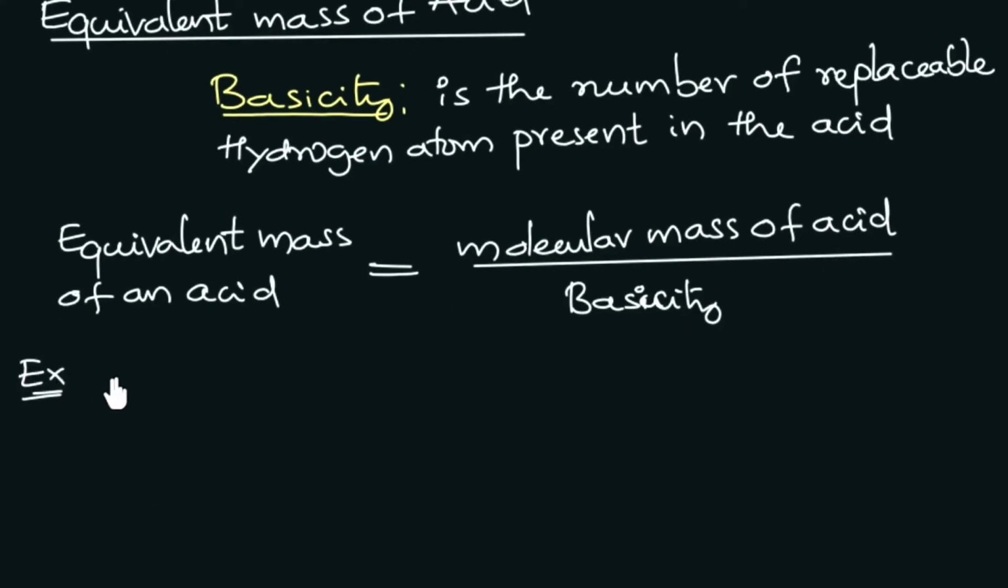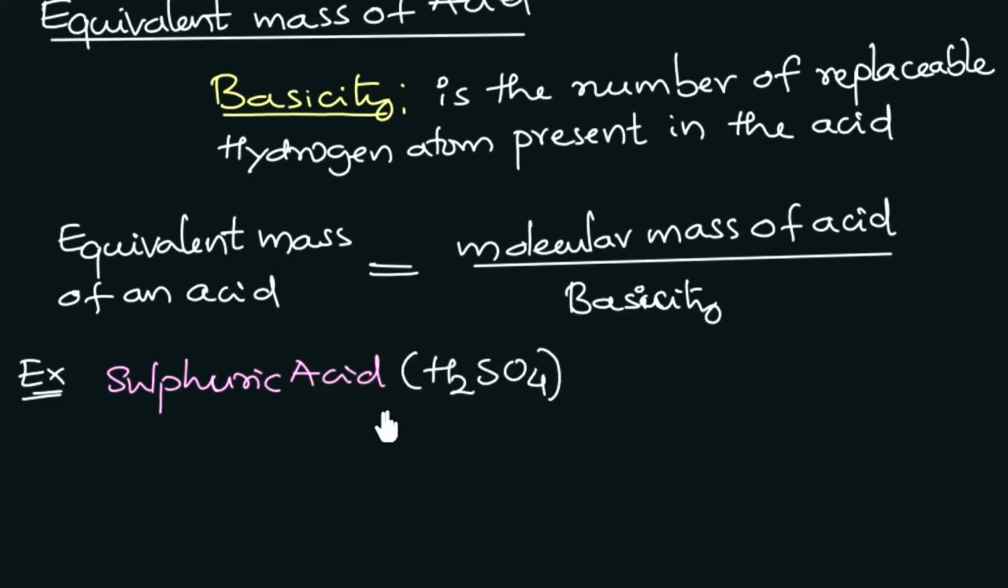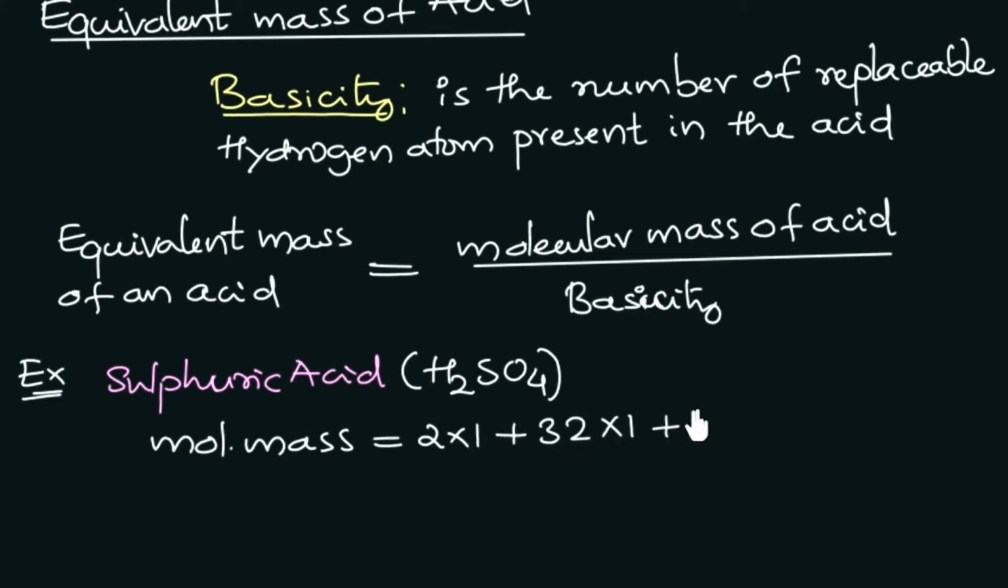Let me take sulfuric acid. The molecular formula for sulfuric acid is H2SO4. The molecular mass of sulfuric acid equals: there are two hydrogens, the mass of hydrogen is 1 (it's actually 1.008, but let me take 1), sulfur mass is 32 with one atom, plus four oxygens with mass 16 each. In total we get 98 gram per mole. This is the molecular mass of sulfuric acid.